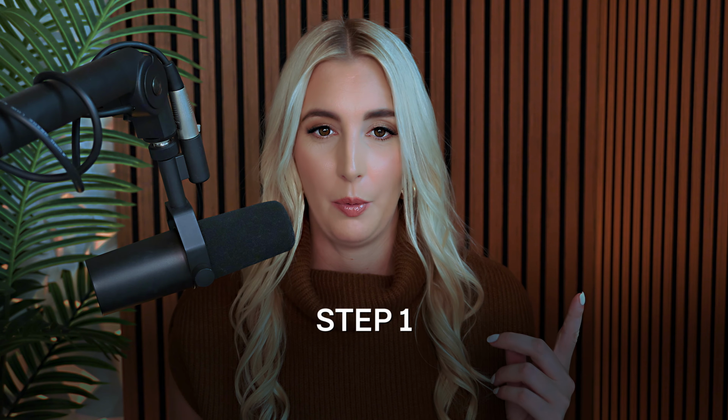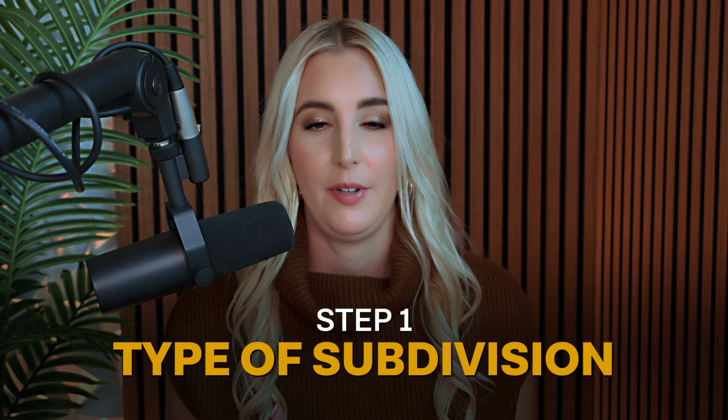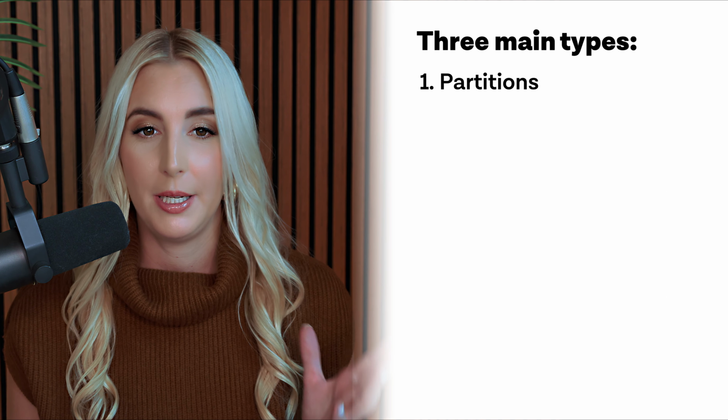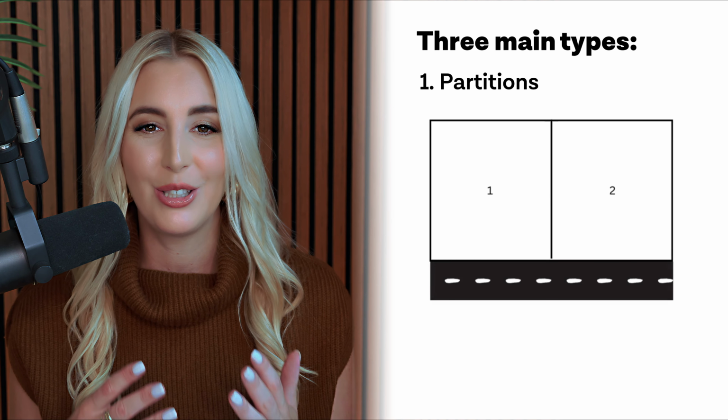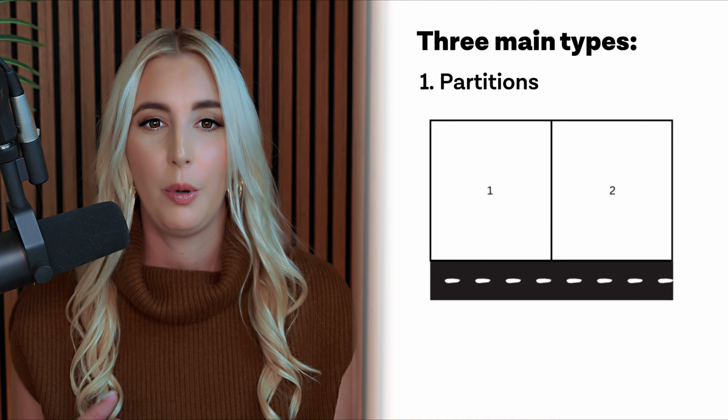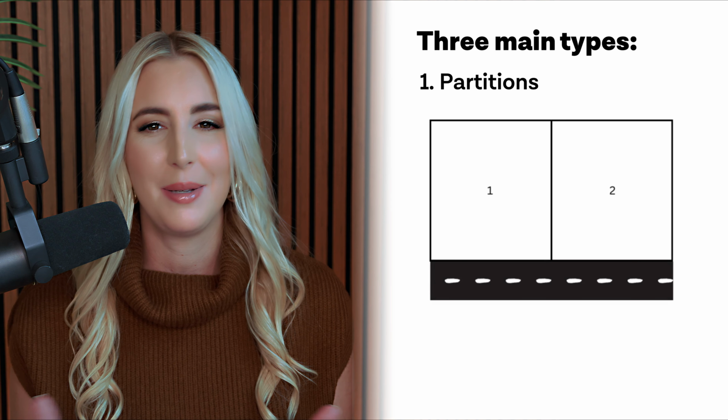So let's start with step number 1. You gotta know what type of subdivision you have. Not all subdivisions are created equal. Here, Metro Nashville recognizes 3 main types. The first are partitions. This is the simplest. It's just splitting 2 lots on an existing street with no new infrastructure besides maybe sidewalks.